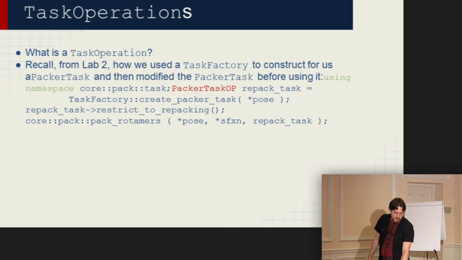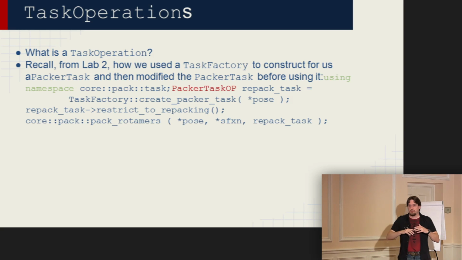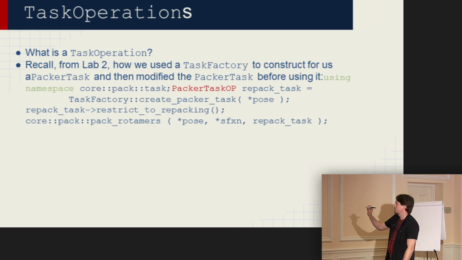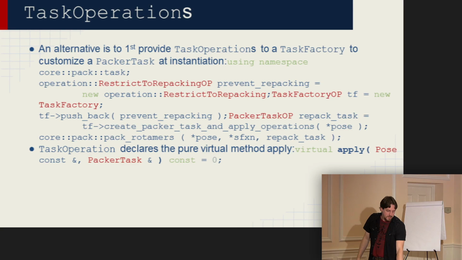So we have some solutions to these problems. One is to use a task factory, and that involves task operations. If we go back in time a little bit to our second lab, day 1 of boot camp, if you can remember back that far, you should have done this at some point. It's copied right out of the lab, except that I shortened it with a namespace. You created a PackerTask OP using this task factory, restricted that task to repacking, so you've modified it, and then you packed rotamers with a pose and your PackerTask. So this works. There's an alternative, though.